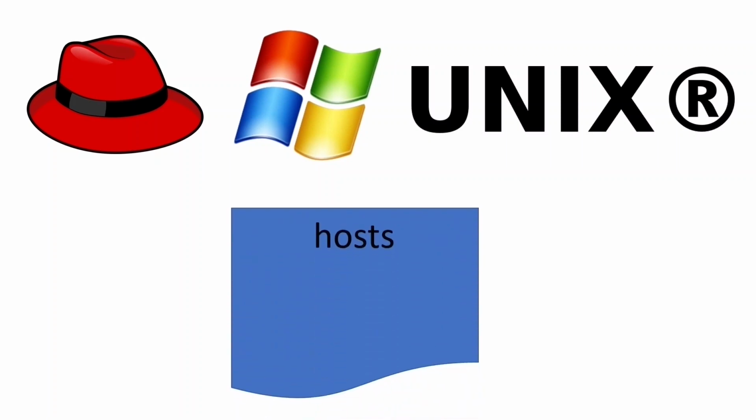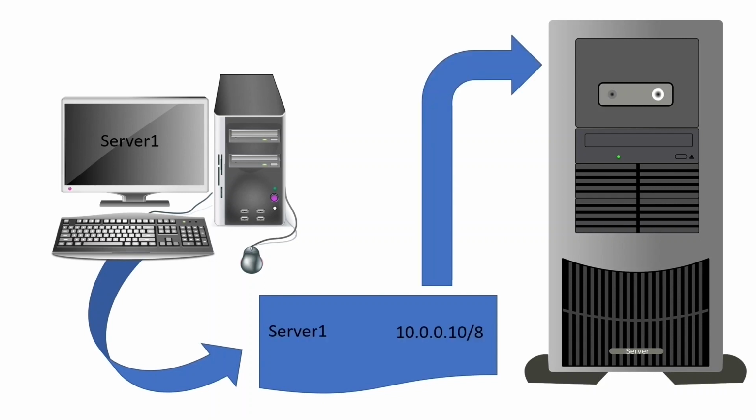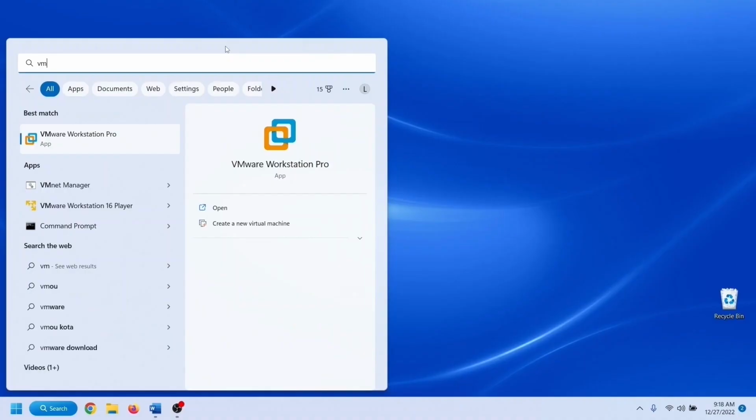All operating systems include a file called hosts. You can use this file to map IP addresses and names. Each time you access a network resource, the operating system checks this file to find the corresponding IP address. Let's understand this through an example.